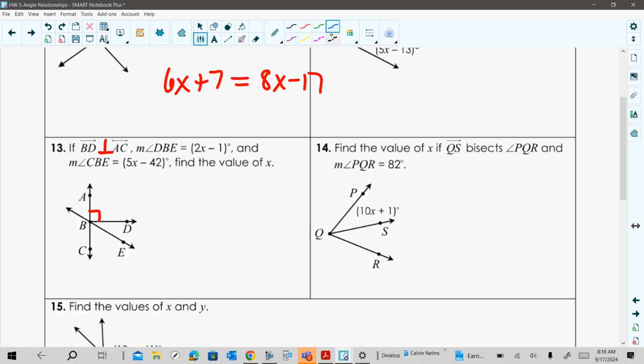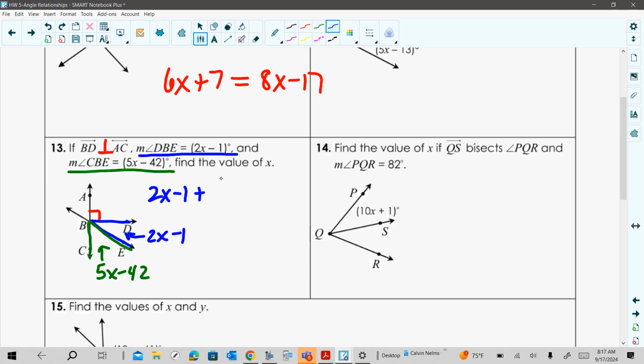And then we need to label the given angle, DBE. The interior is the 2x minus 1. And the angle CBE, the interior of that angle is 5x minus 42. We should be adding these to make it equal 90. So our equation is 2x minus 1 plus 5x minus 42 equals 90. You need to combine like terms and solve for x.